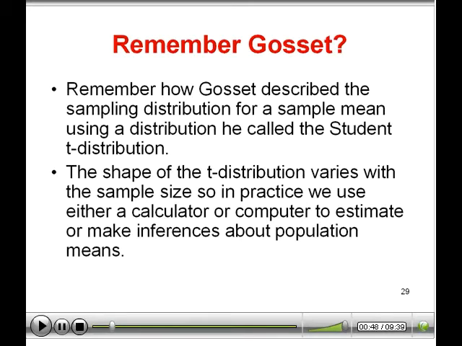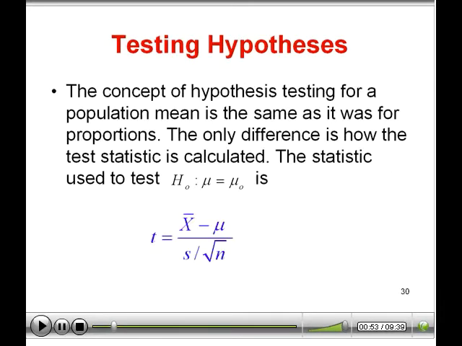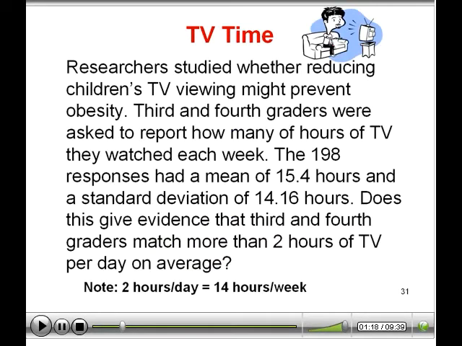as n approaches 30. The big idea behind significance testing for population means is exactly as it was for proportions. The only difference is how we calculate the test statistic. This time it's the familiar t-statistic, whose formula is shown on the screen. So let's be brave and jump right into an example.